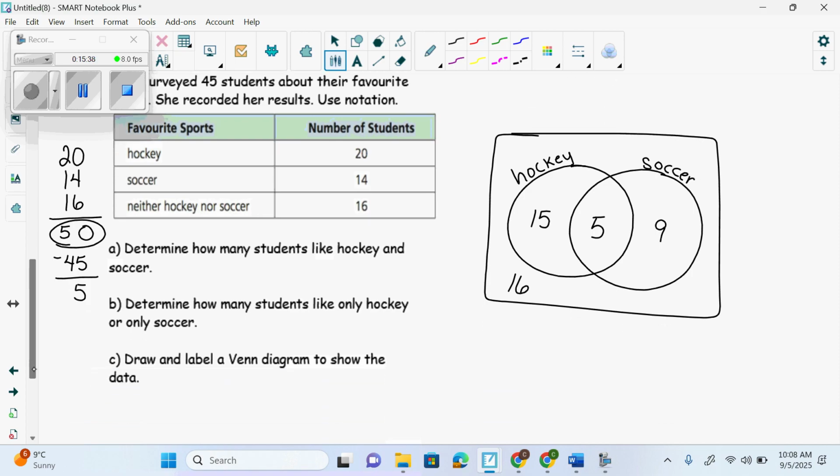Then we can answer some questions. Determine how many students liked hockey and soccer. That's the eyeball, so that's 5. Then it says, determine how many students liked only hockey and only soccer. Only hockey is 15, and only soccer is 9, with a total of 24. And then draw the Venn diagram is there.